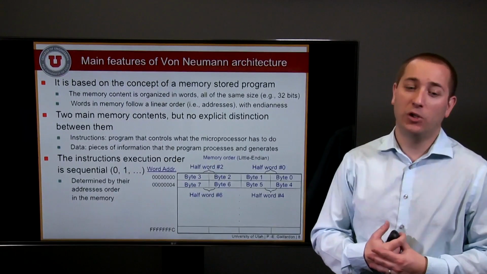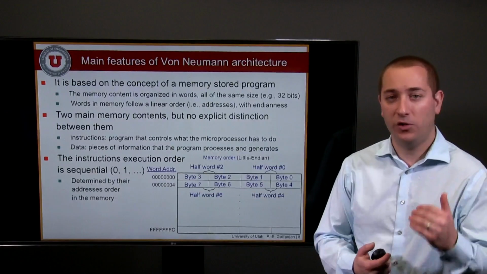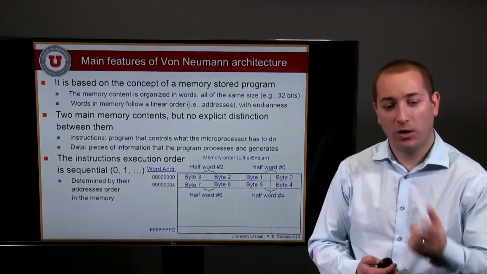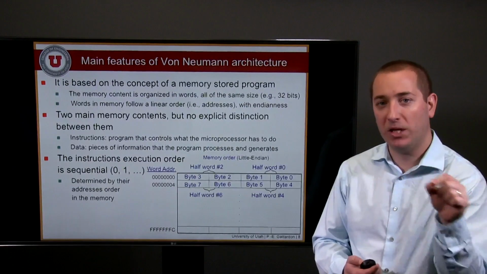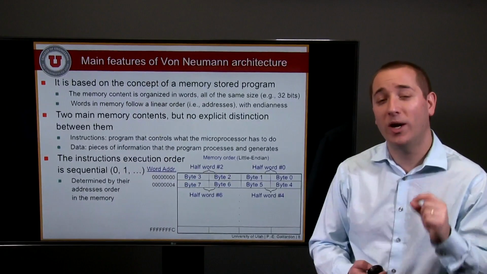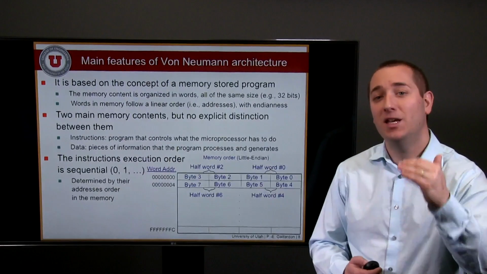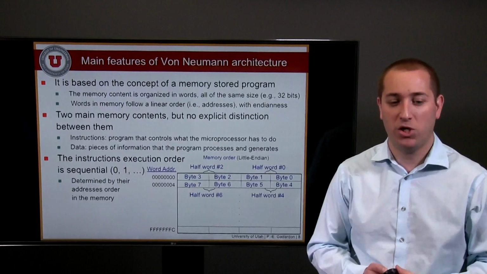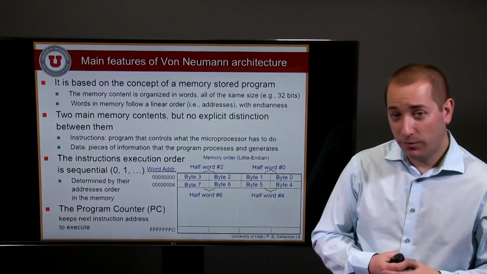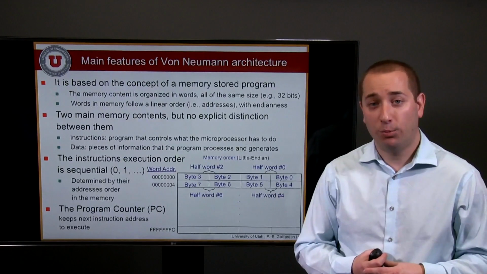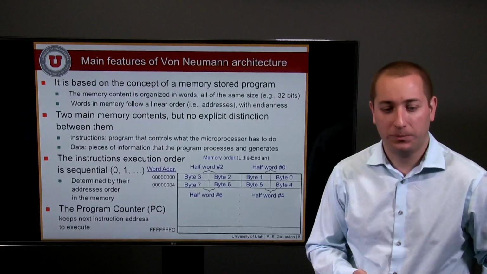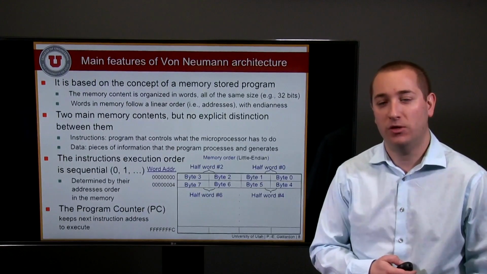And the instruction execution order is sequential. It starts at 0, then goes to 1, 2, 3, and 4, and so on and so forth. Then, of course, you will be able to jump into the memory based on some instruction. But the bottom line is that you will always do things in sequence unless you have a jump operation. In order to know what the next instruction is, you have to look at the program counter. The program counter contains the address of the next instruction of interest.